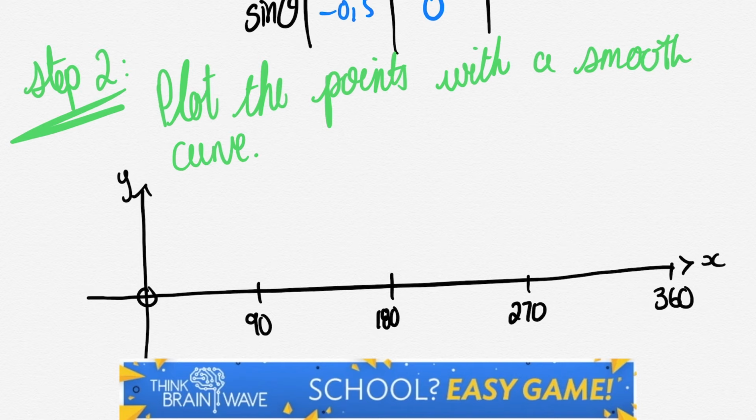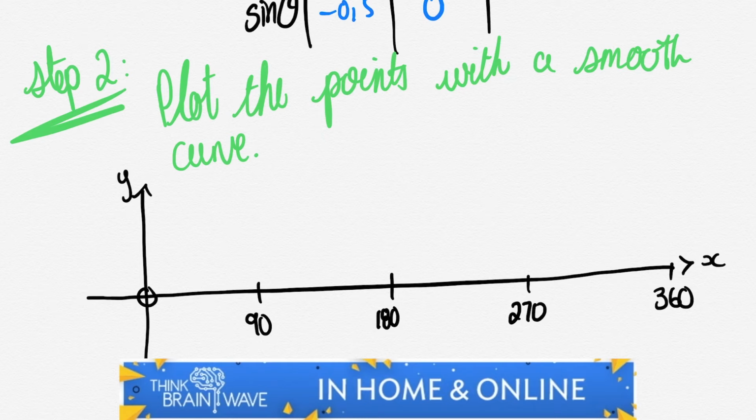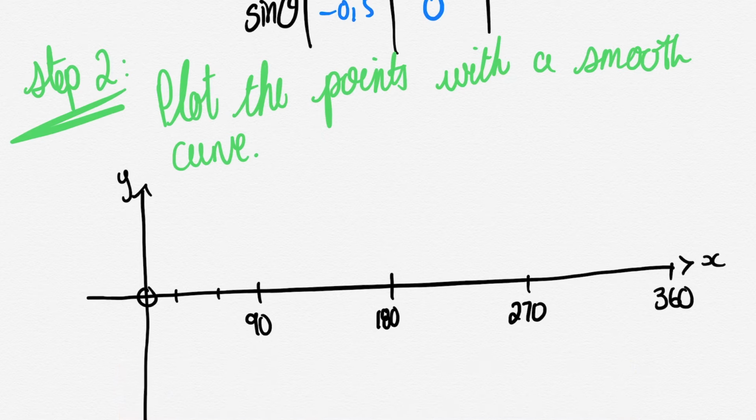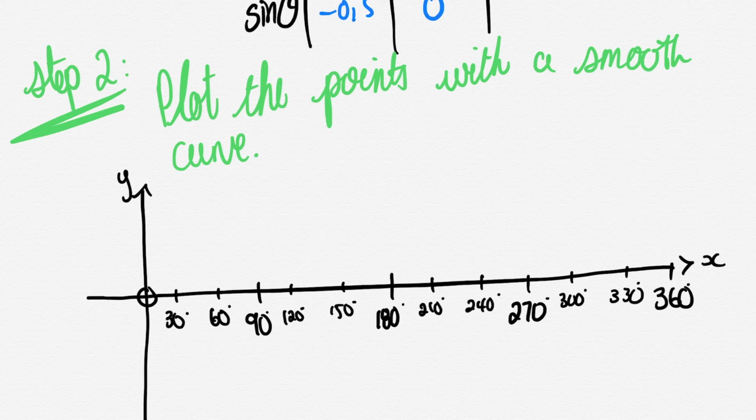You then label your axes, you label your origin, and if you'd like, you can label your points in between. As you can see, I almost put a 45 degree, but we will not be using 45. We're using 30, 60, 90, 120, etc. Here we have it.